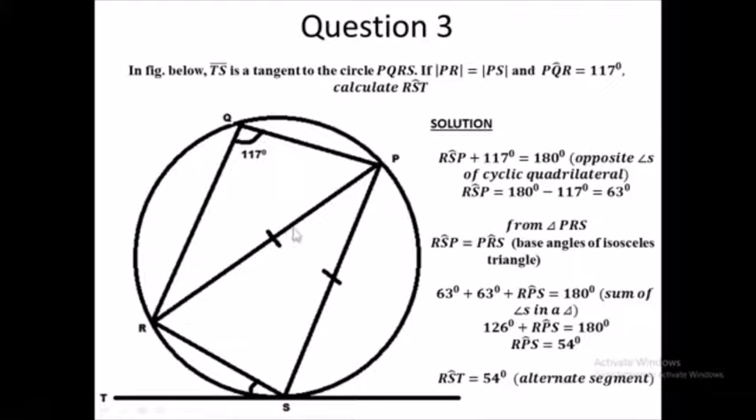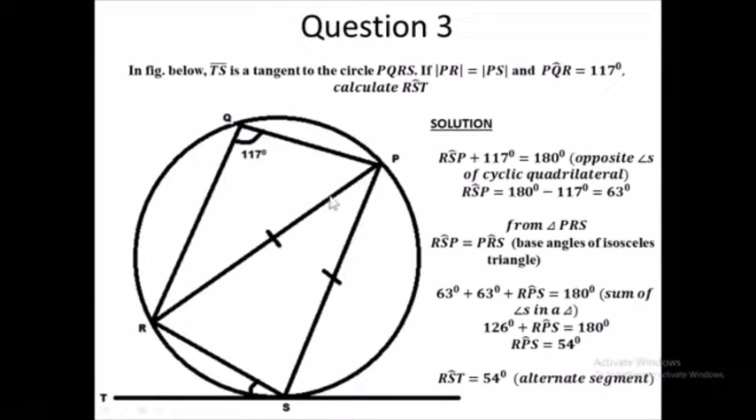So this triangle here, triangle PRS, is an isosceles triangle because this side is equal to this side. That means the base angles are equal, this angle here and this angle. So if this is 63 degrees, this one is also 63 degrees. Add this together, then remove it from 180, and that will give us this angle. That's why this angle is 63 plus 63 plus this angle RPS equals 180 degrees, the sum of angles in a triangle. Then 63 plus 63 will give us 126. 180 minus 126 will give us this angle here, and that's 54.